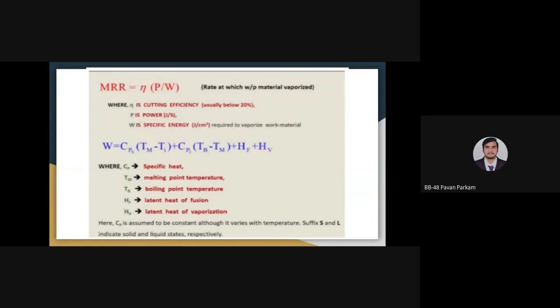Now the characteristics and applications, these two points are remaining, that we'll see in the next lecture.